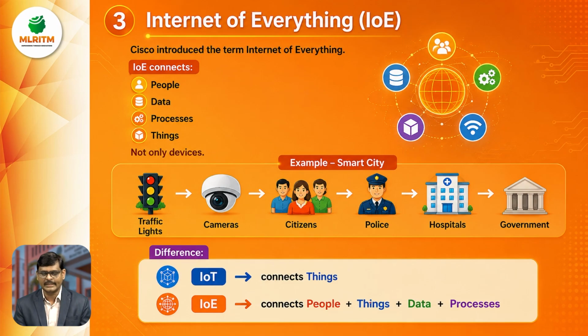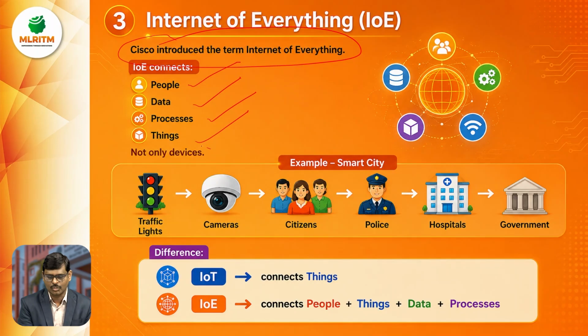So the next one is the Internet of Everything. Internet of Everything is a name introduced by Cisco. As we see, the Internet of Things connects things, but here IoE, the Internet of Everything, connects people, data, processes and things, not only devices. So here we see the differences clearly: IoT connects things, whereas IoE connects people plus things plus data and processes.